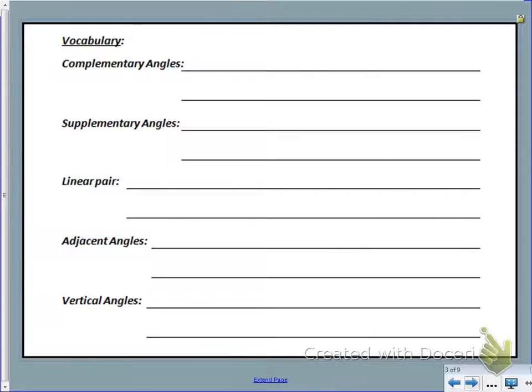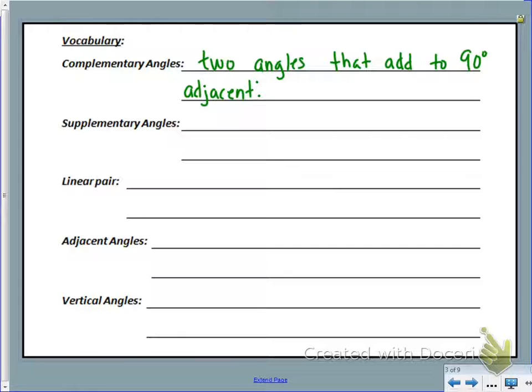So before we begin, it's important that we understand the different possible angle relationships that could occur. First of all, complementary angles are two angles that add to be 90 degrees. So we might have adjacent complementary angles, and adjacent just means touching. So for example, it might be those two angles that add to be that 90 degree angle.